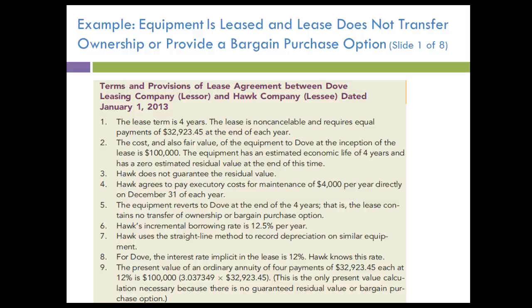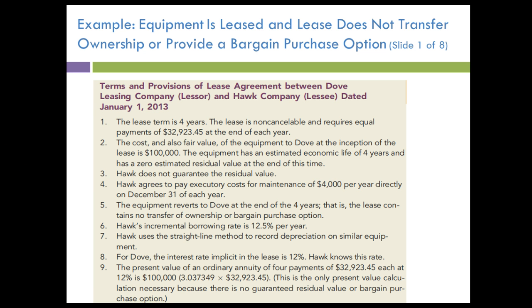So we know right there we are using the equipment for greater than 75% of the economic life of the asset. So we'll know it's going to be a capital lease. It doesn't guarantee residual value. Hawk is going to pay executory costs for maintenance, and the equipment reverts to Deb at the end of the 4 years. So there's no transfer of ownership or bargain purchase. The incremental borrowing rate is 12.5%, but the interest rate implicit in the lease is 12%.